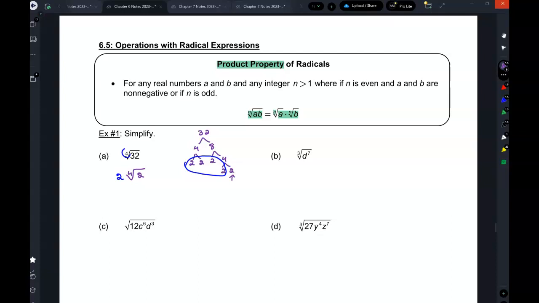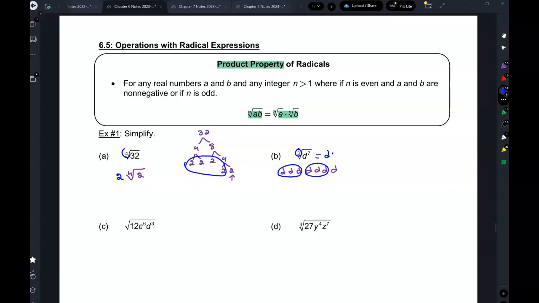Okay. Now let's take a look at this one. I have d to the power of 7. Okay, what exactly is that? D to the power of 7 means I have 7 d's. 1, 2, 3, 4, 5, 6, 7. If this is a cube root, that means I need to group these by 3's. So here is one group of 3's. Here is another group of 3's.